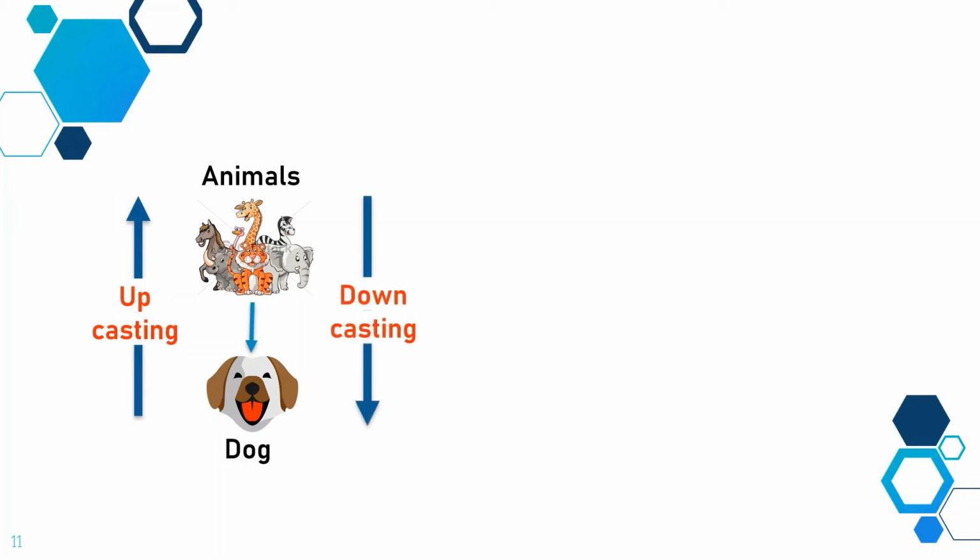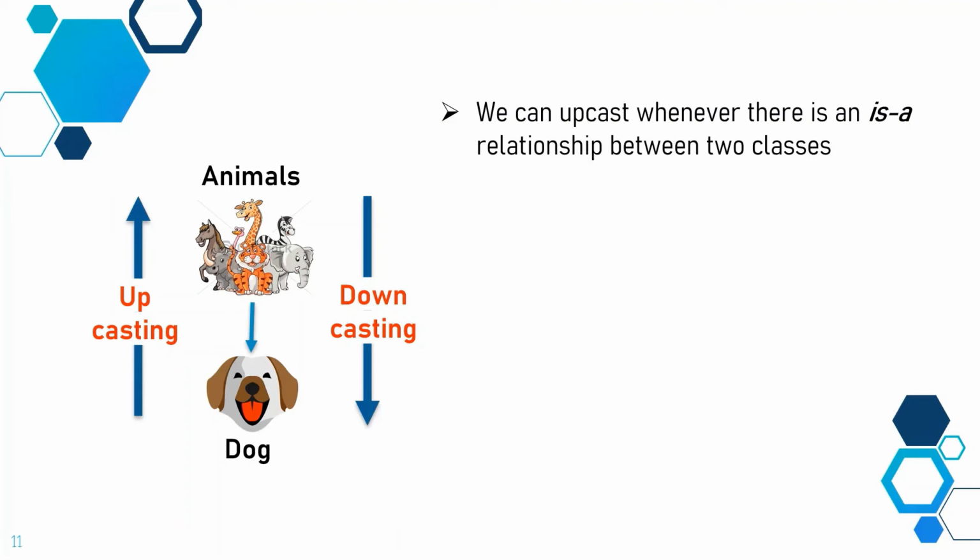Now, we can upcast whenever there is an is-a relationship between two classes. What I mean by this is that in our case, a cast from dog to an animal is an upcast because a dog is an animal. Further, upcasting is implicit and is safe, meaning that we can easily cast child to parent and expect all the properties and methods of parent to be available. So now let us try to write a simple program for upcasting.